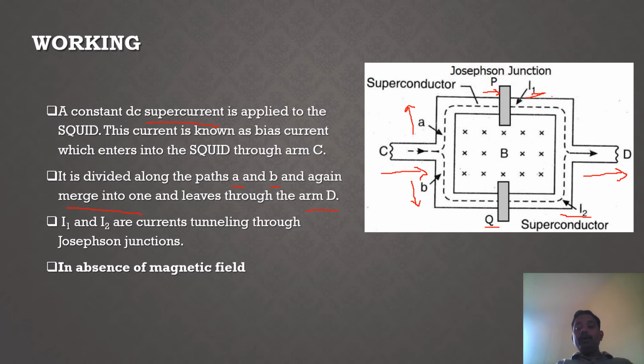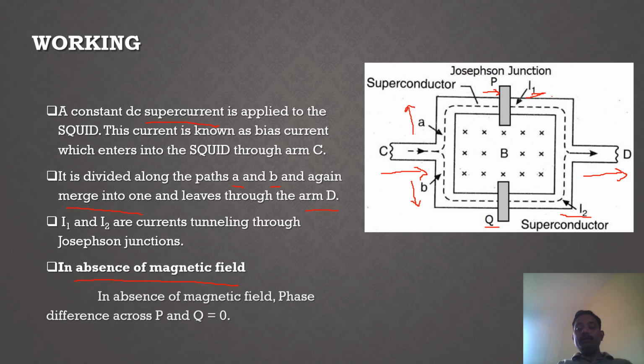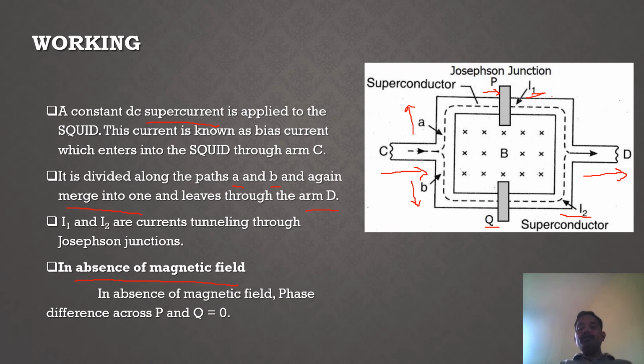Now in this SQUID, if there is no magnetic field applied, that means in the absence of a magnetic field, there is no specimen to check. What will happen then? In the absence of a magnetic field, the phase difference across P and across Q is 0. So there is no phase difference at both junctions.